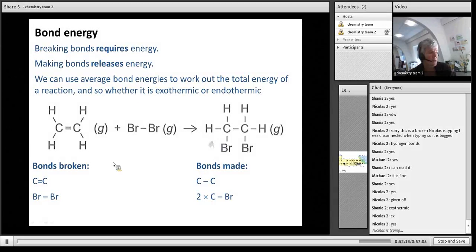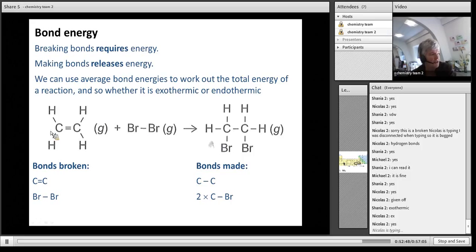So here's an example of ethene reacting with bromine gas, forming bromoethane. Now there's two ways to approach this, and when I looked at the exam papers, because this is from last year's exam as well, they broke all the bonds and made all the bonds. That is one way of doing it.